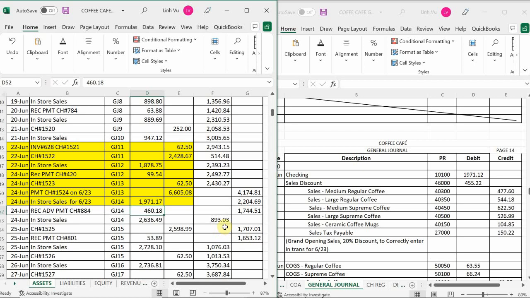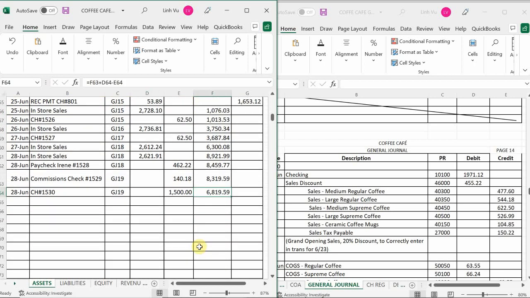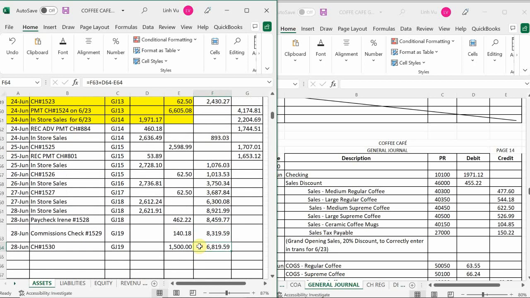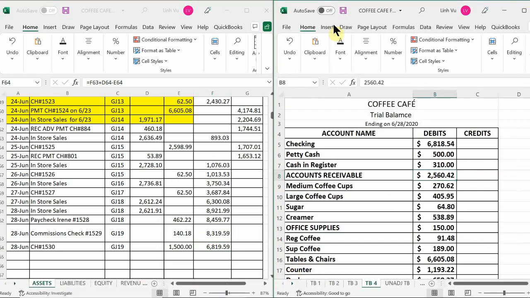I found the $1 missing. It's in the checking account. Okay. So unfortunately, yes, you're going to have to go through just in case you make a typo. And I found my dollar. It was hidden in my checking account. So in this case, it's supposed to be 68.19.7. No, 59. And there you go.